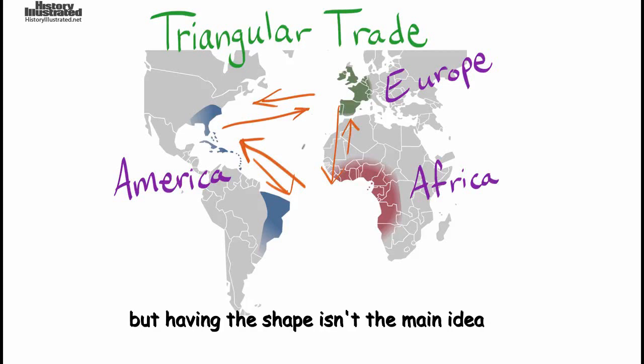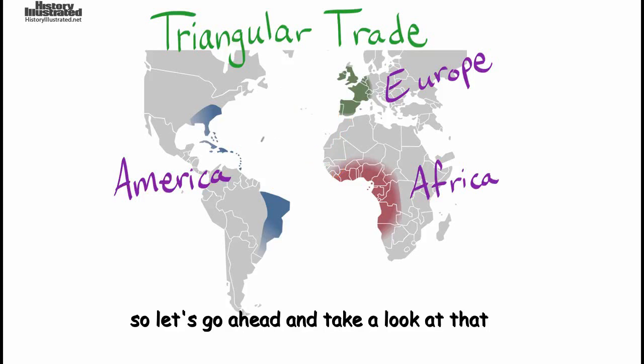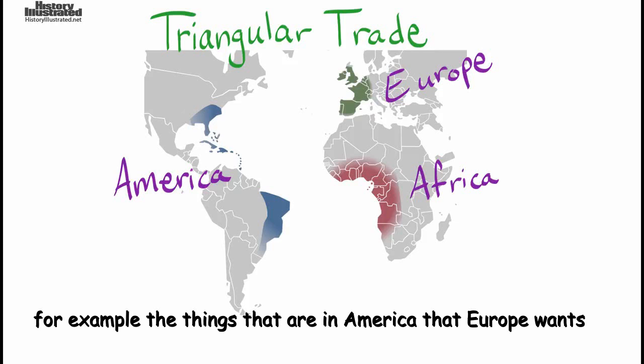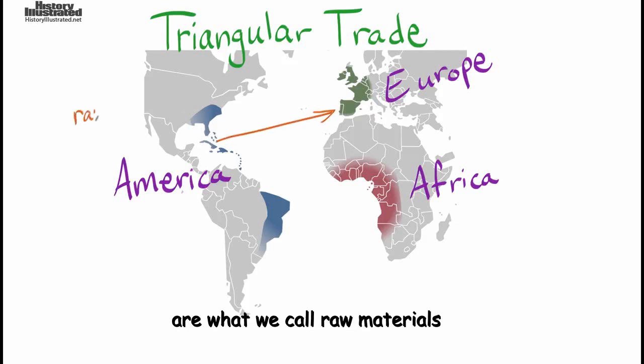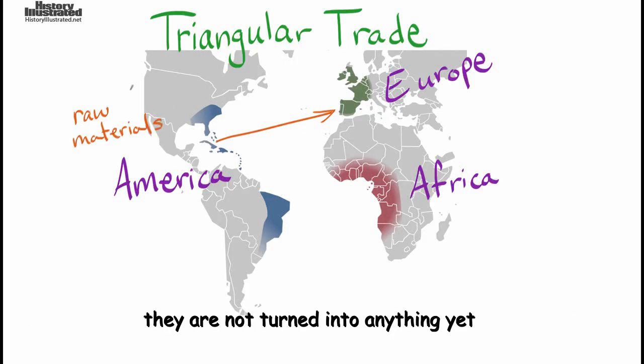But having the shape isn't the main idea. What we're talking mostly about are the things that are being traded. That's the primary focus. So let's go ahead and take a look at that. For example, the things that are in America that Europe wants are what we call raw materials. Now, quite literally, they're raw, meaning that they're unfinished. They're not turned into anything yet.